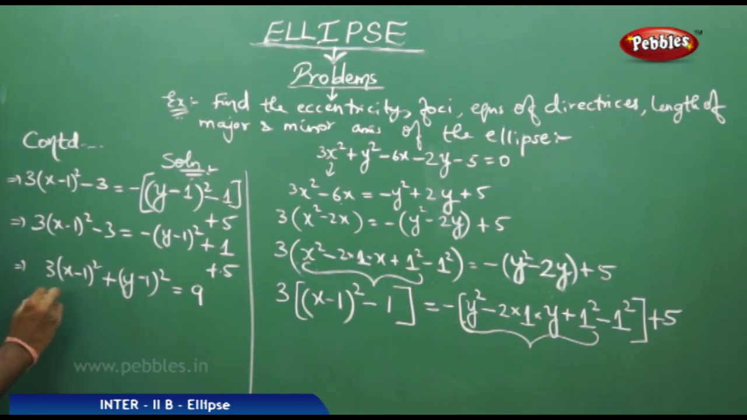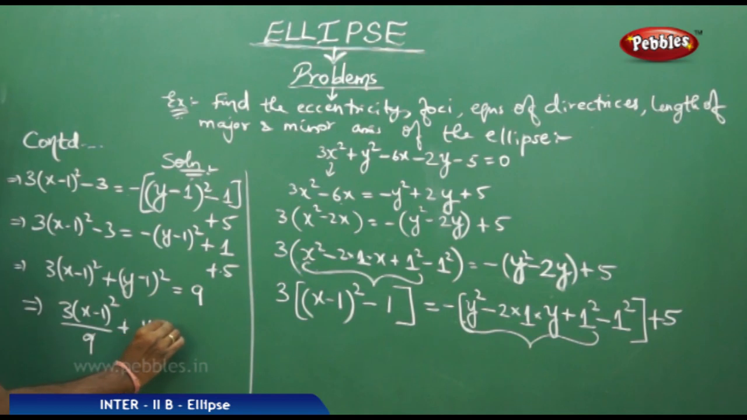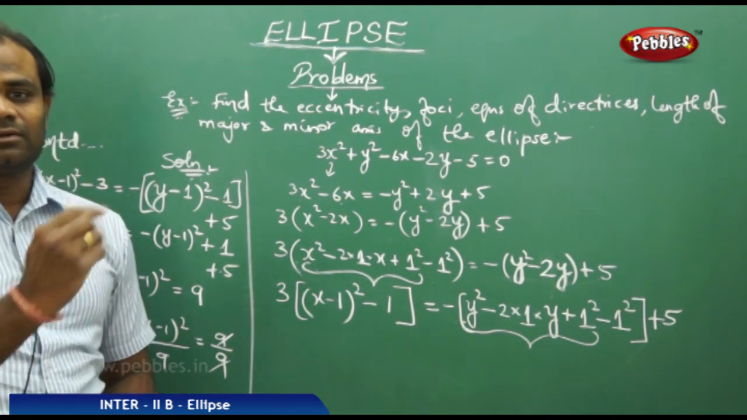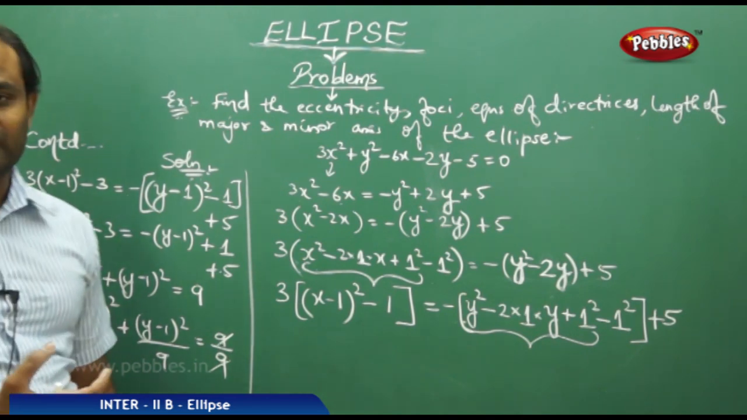That implies I divide the whole equation with 9 so that I want 1 on the right side. So I get this to be 9 plus y minus 1 whole square by 9 is equal to 9 by 9. So with this division of 9 on both sides of the equation reduces to 1, because the standard equation always has 1 on the right side. Thus, this on simplification gives the standard equation of ellipse in transformed form.